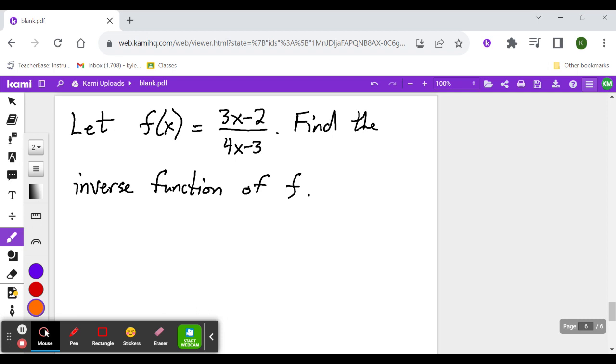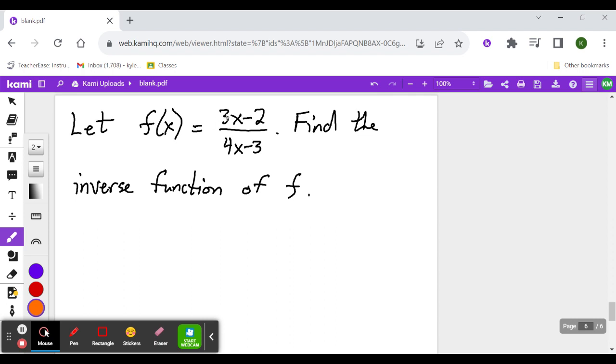Find the inverse function of f. Here's our function f. The inverse is like the function that would undo anything that happened in this equation. To find that, you're going to switch x and y and resolve it for y. So it looks like this.